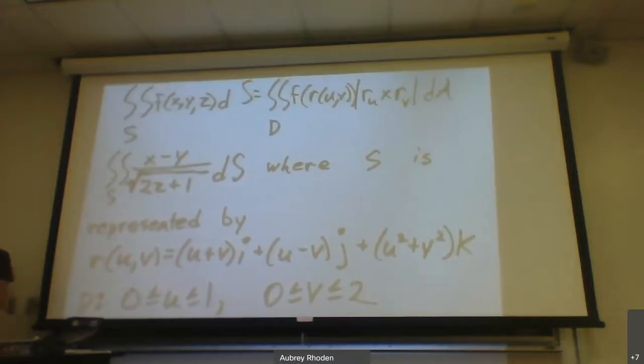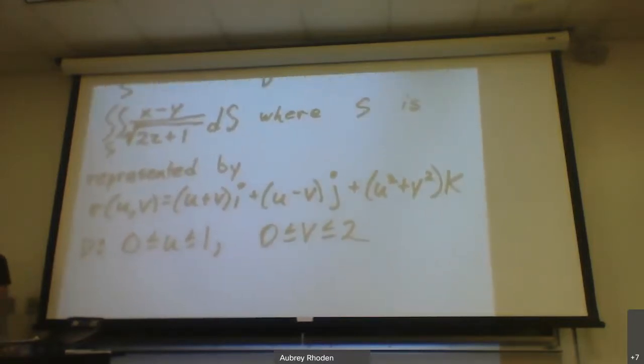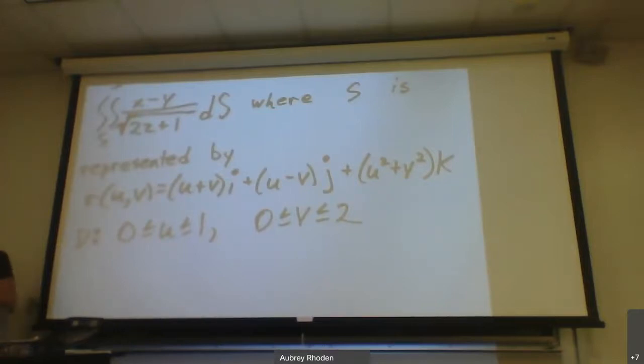Now for this representation of a surface integral, what is the first thing that we're going to have to do? We're going to have to do r_u cross r_v, and then find the magnitude of r_u cross r_v. So that's the first step of this problem. The first thing to do is to figure out what r sub u and r sub v are. These are the partial derivatives of r with respect to u and with respect to v.